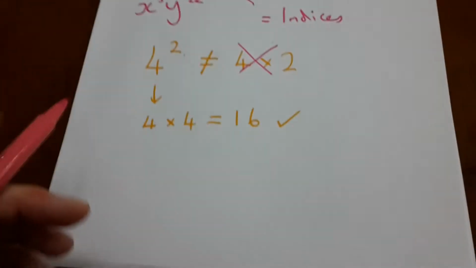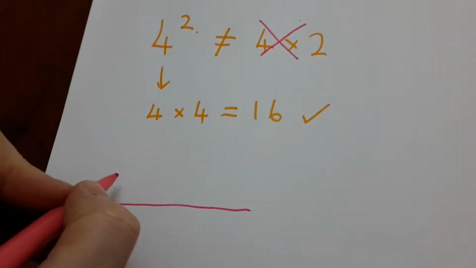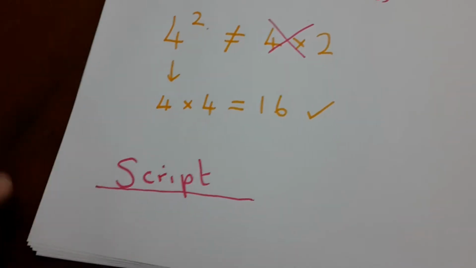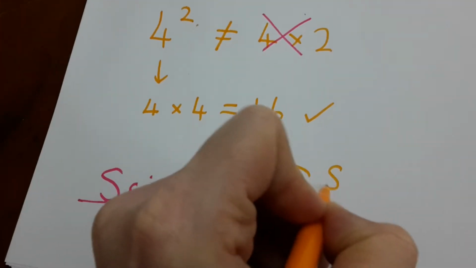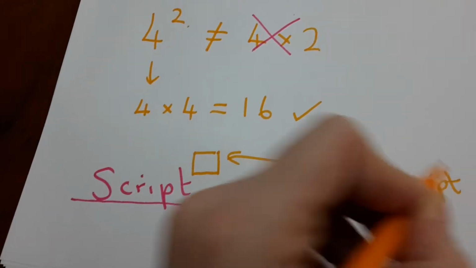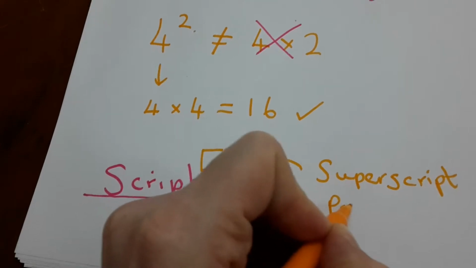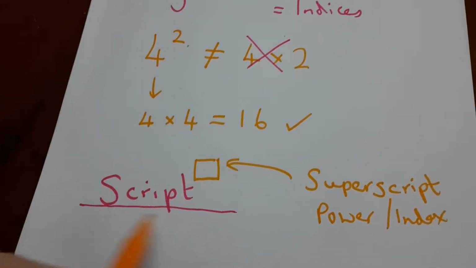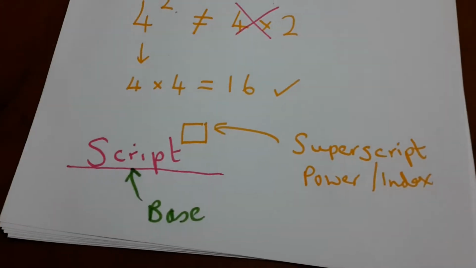Now, how you can tell the difference is when we normally write along a line, when we see lines in our book, and we just write on the line, it's called script. Whereas if an item is floating above the line, that would be called superscript. Like Superman, it can fly, so it's called superscript. When you see superscript, that means that it's not a normal times, it's a power or an index. That number tells you how many times your script item, which we call a base, has to be times by itself.